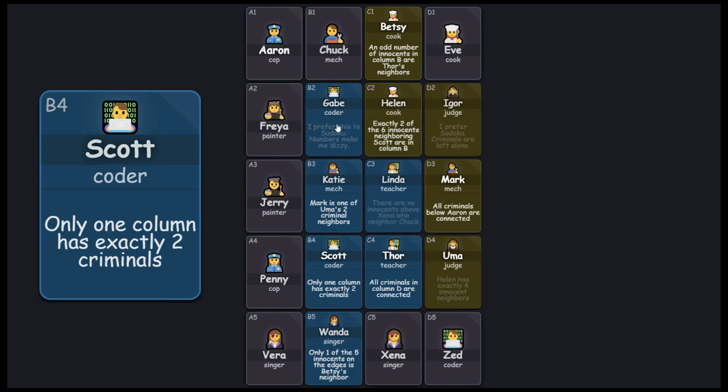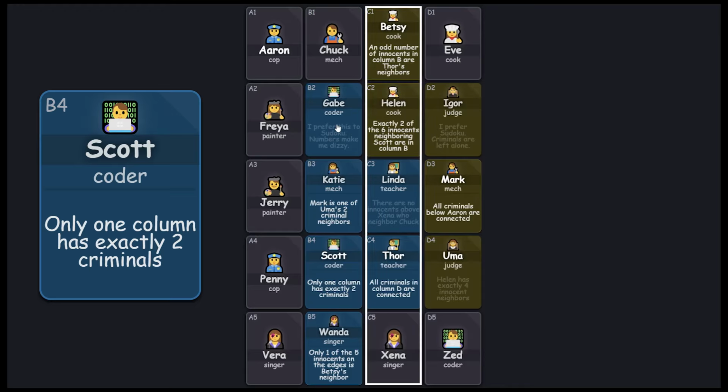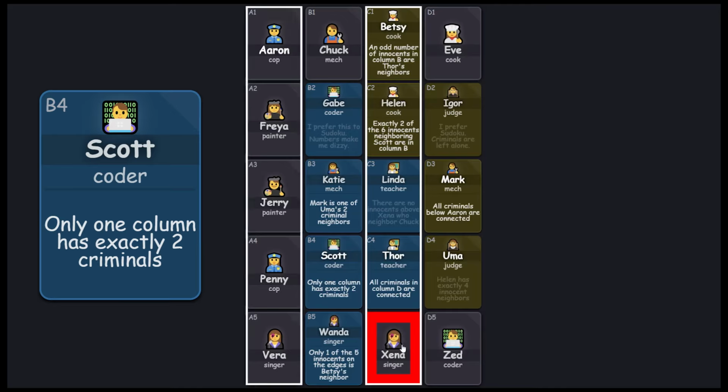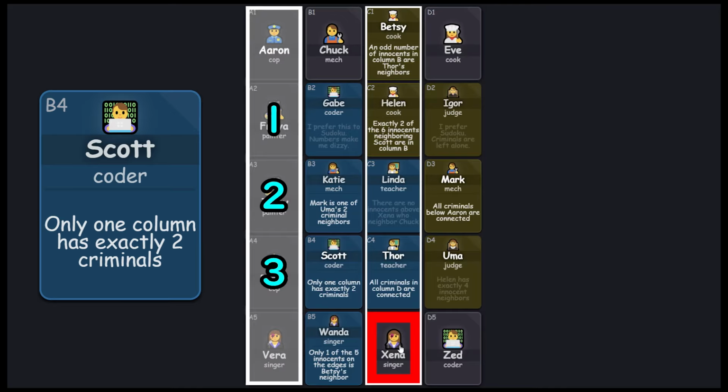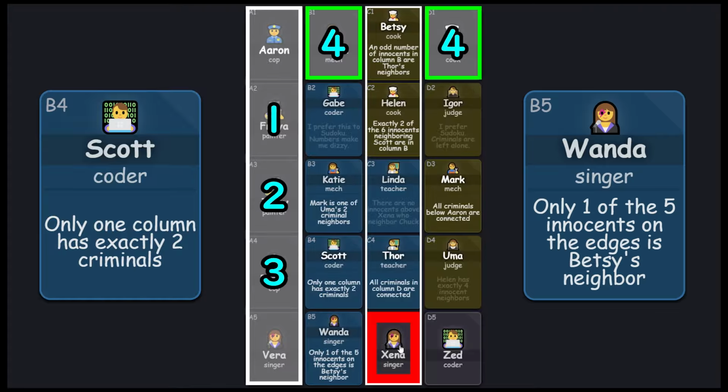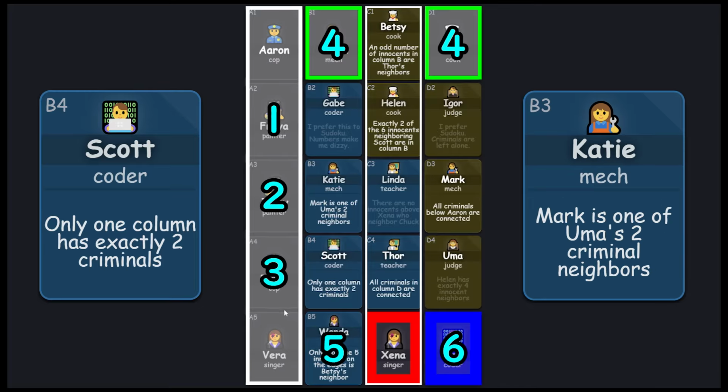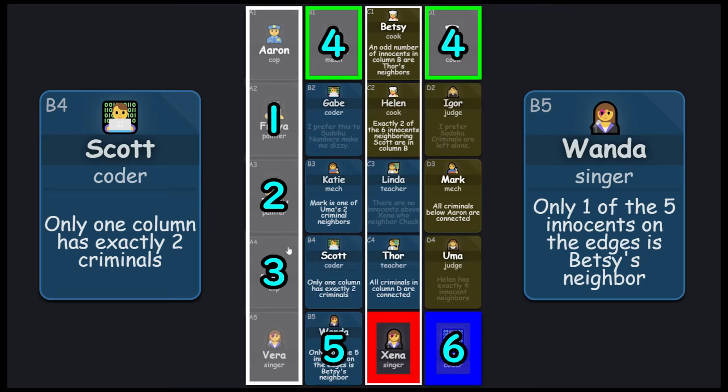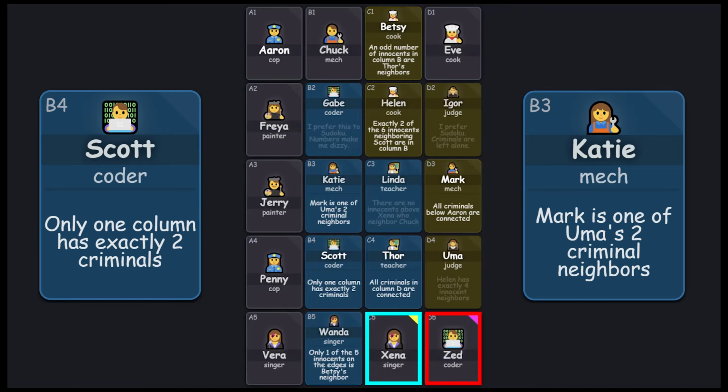Now take a look at Scott's clue. Only one column has 2 criminals. Let's assume Zena is a criminal. Then column A must have 2 criminals. So we have 3 innocents here, 1 here, 1 here, and 1 here. That's 6 innocents on the edges, violating Wanda's clue. Therefore, we can mark Zena as innocent and Zed as a criminal.